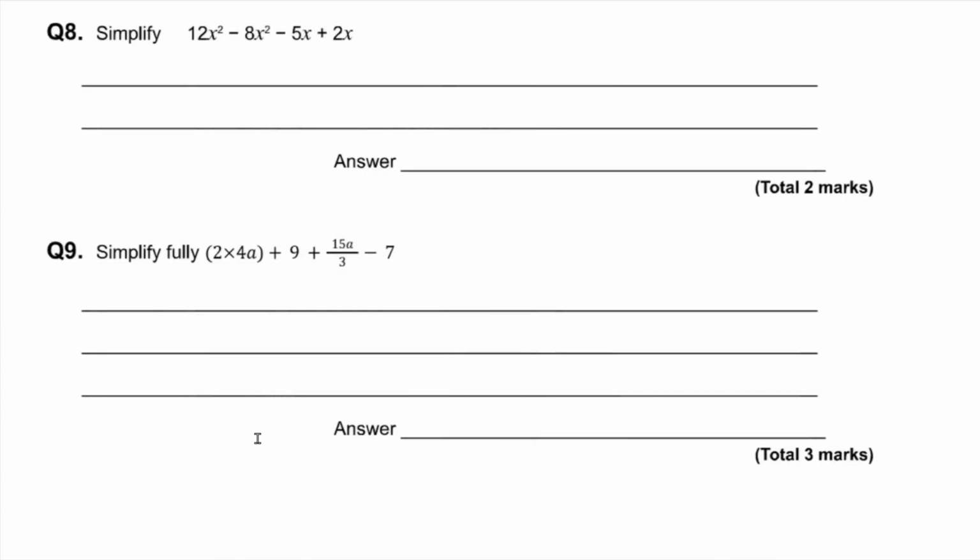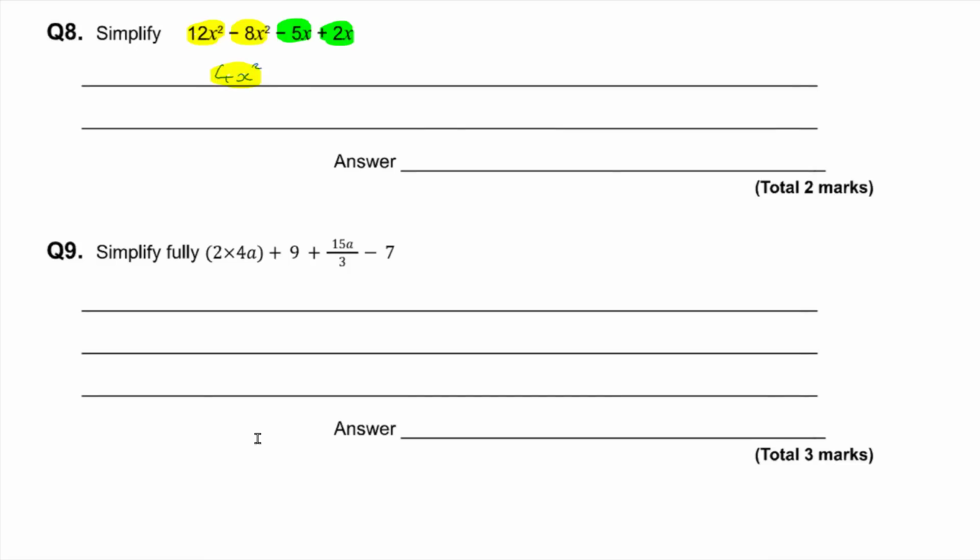Question 8, simplify 12x squared minus 8x squared minus 5x plus 2x. Now, all the terms have got x in, but some are squared and some are just normal x's. So if they've got a square in it, they're a different type of term from the singular x's. Okay, so I've got two types of term here. I've got terms in x squared and I've got terms in x. So I can combine the terms in x squared. 12x squared minus 8x squared, that's 4x squared, isn't it?